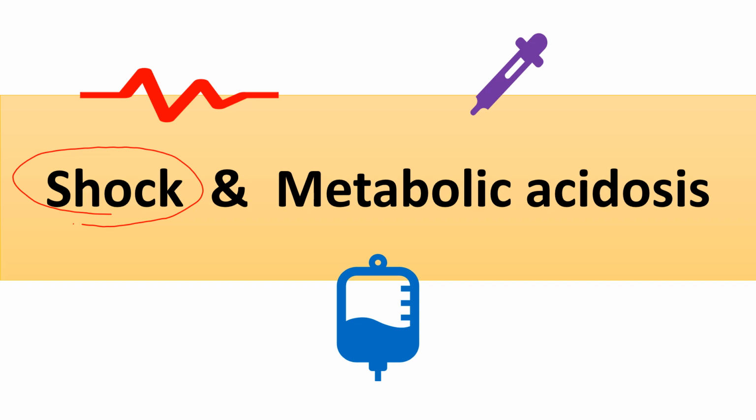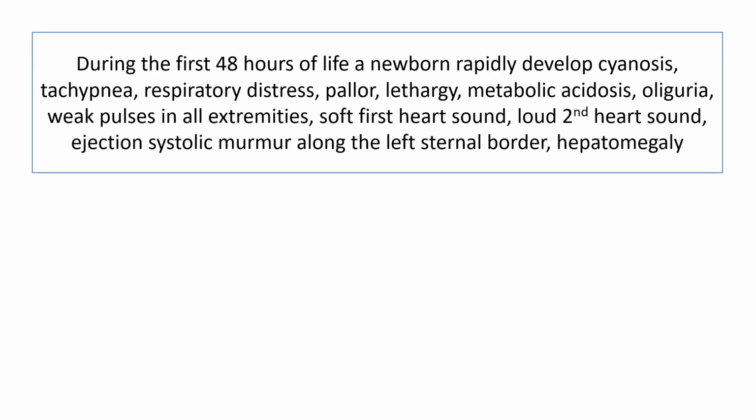In these high-yield cases, the best next step is to give certain medicine, not IV fluid. During the first 48 hours of life, a newborn rapidly or suddenly develops cyanosis, tachypnea, respiratory distress, pallor, lethargy, metabolic acidosis, oliguria, weak pulses in all extremities, soft first heart sound and loud second heart sound, ejection systolic murmur along the left sternal border, and hepatomegaly. What is the most likely cause?